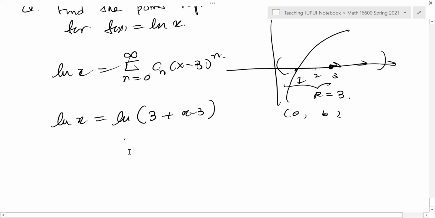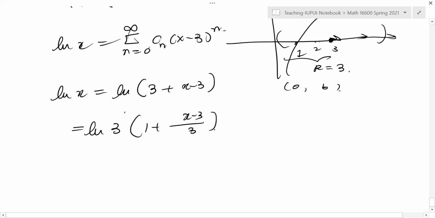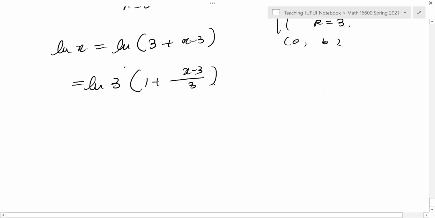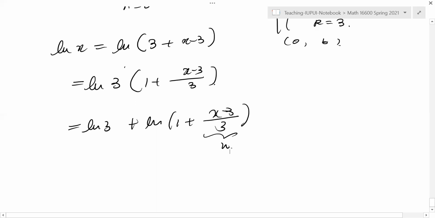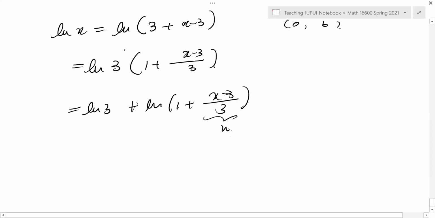Clear? So that is going to be natural log of 3 times 1 plus x minus 3 over 3. Then I have natural log of 3 plus natural log of 1 plus x minus 3 over 3. Now, this is my u. Maybe I can put a negative.